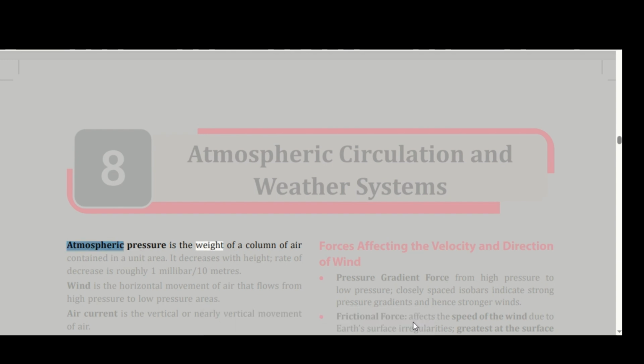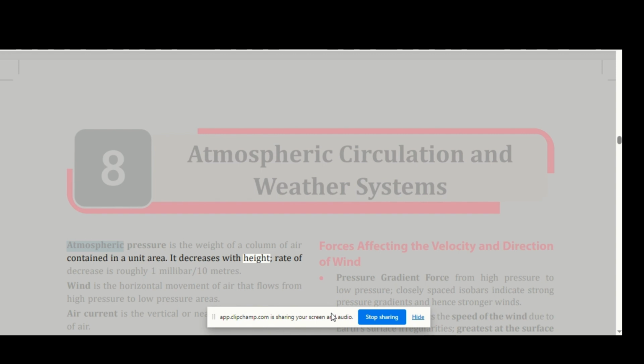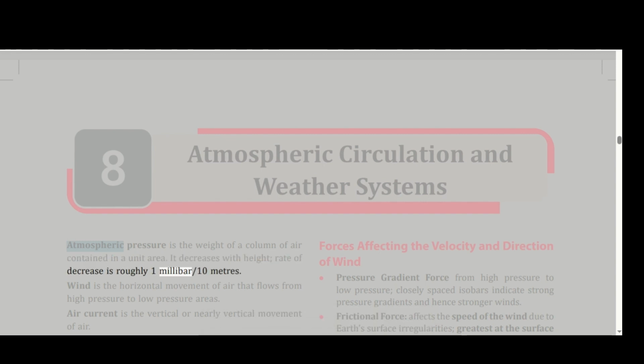Atmospheric pressure is the weight of a column of air contained in a unit area. It decreases with height. Rate of decrease is roughly 1 millibar per 10 meters. Wind is the horizontal movement of air that flows from high pressure to low pressure areas. Air current is the vertical or nearly vertical movement of air.